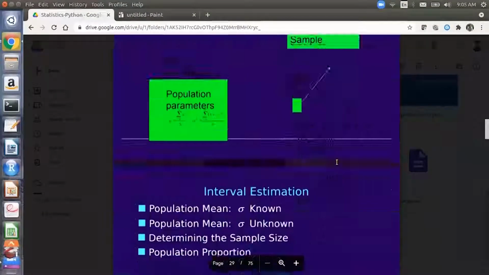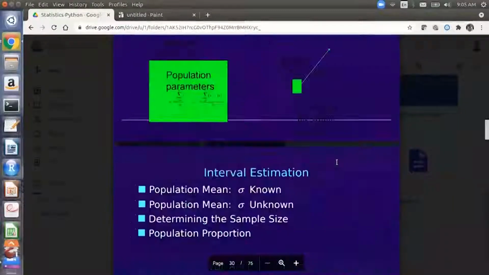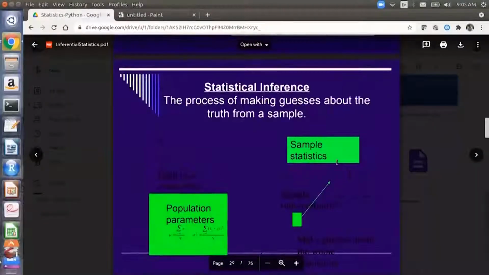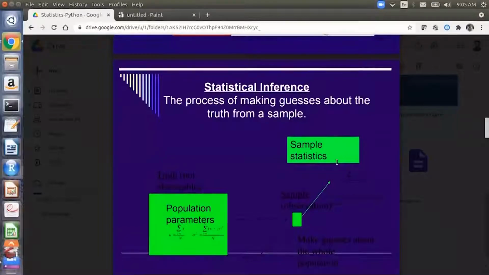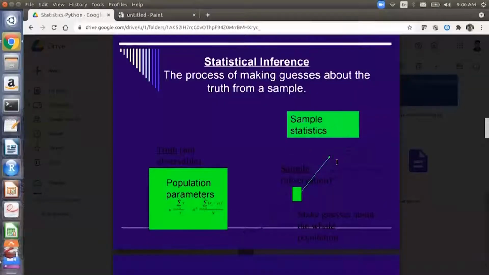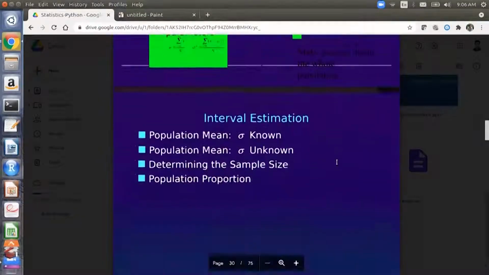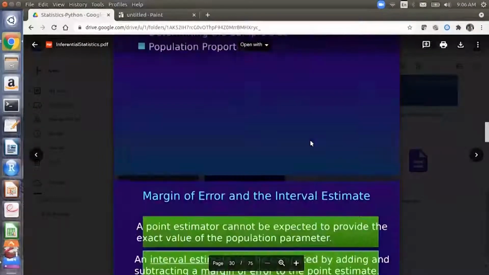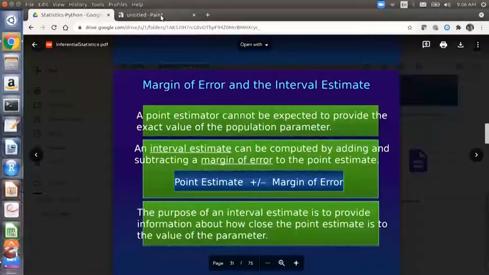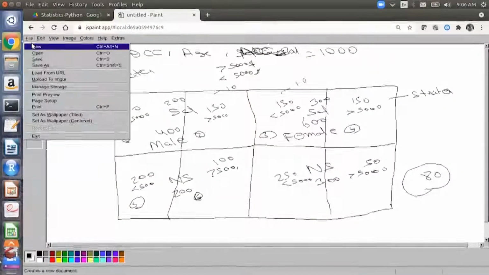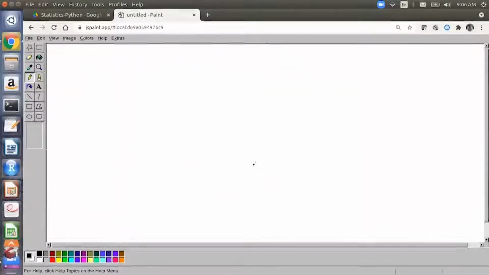Statistical inference. Before I go on, I need to explain the distribution, but we can delay that explanation. Statistical inference is the process of making a guess about the truth from a sample. So basically the same thing as inferential statistics. Before we go into that, we will discuss a few fundamental definitions. We will see what interval estimation is. First, I'll discuss some concepts.